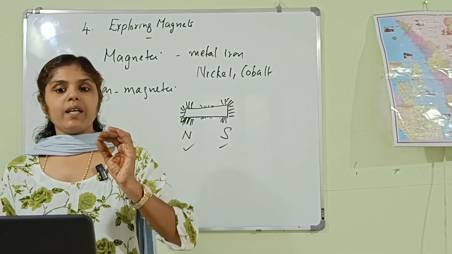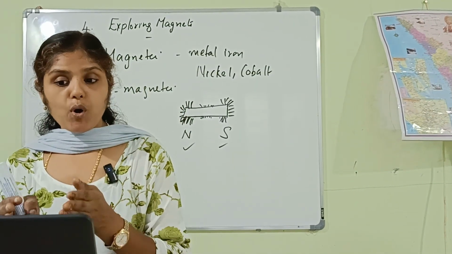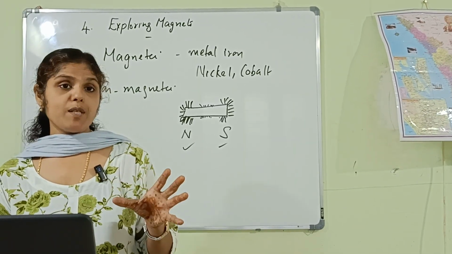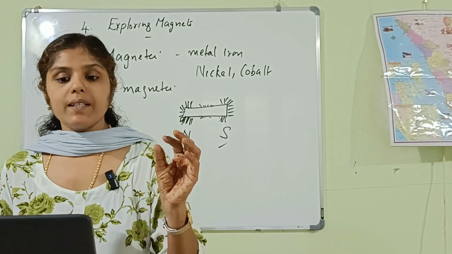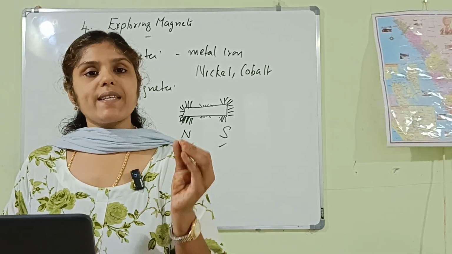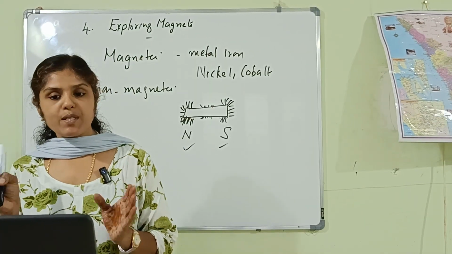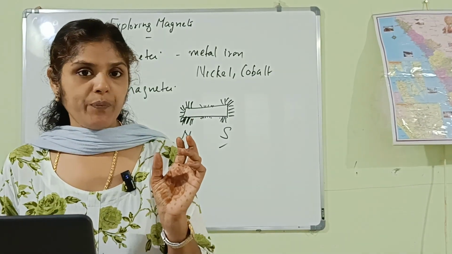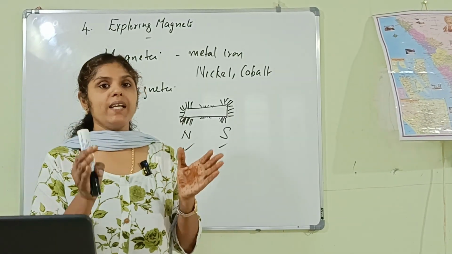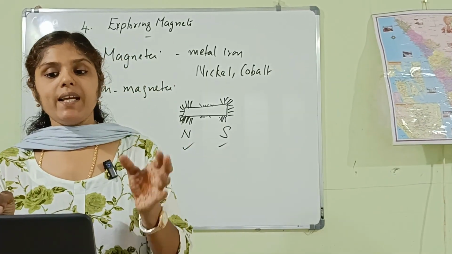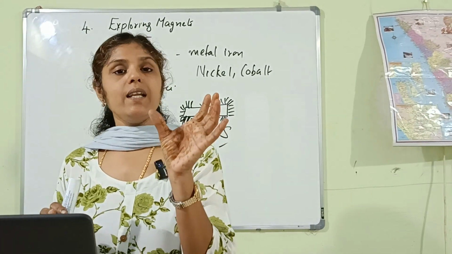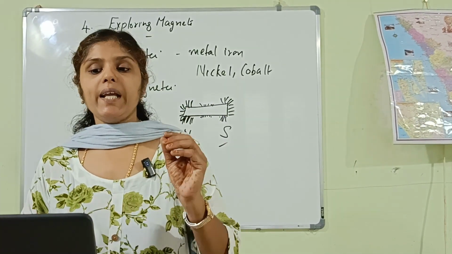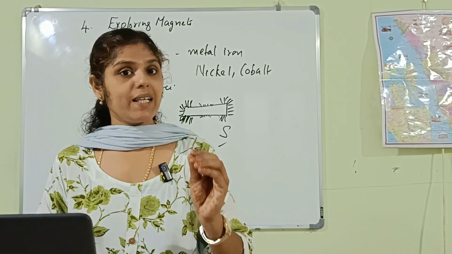If you break that magnet into smaller pieces, what happens? The north and south poles always exist in pairs, even in the smallest piece of magnet. So we cannot obtain a magnet with a single pole. Even if you break a magnet into many pieces, its poles exist in pairs, that is, north and south pole. It is not possible to obtain a magnet with a single pole.